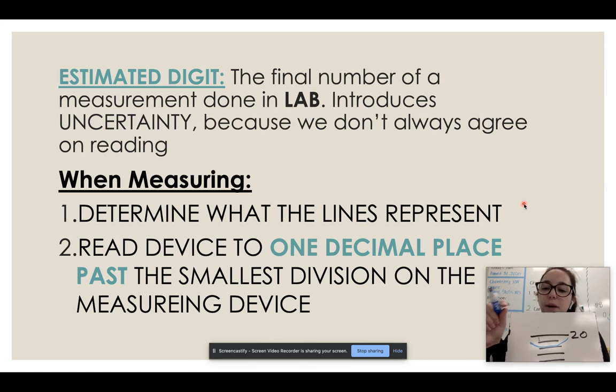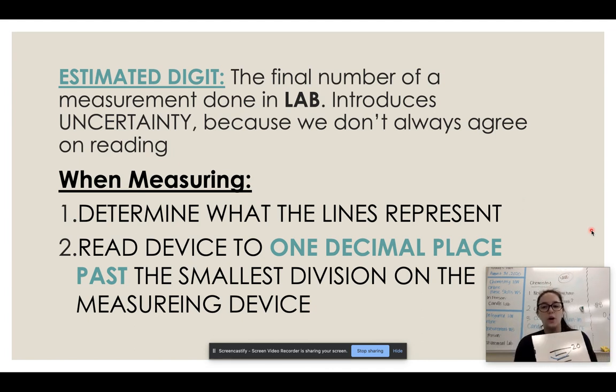However, it's a little above 18. And so my uncertainty follows in that decimal place because I can say, yes, it's 18, but I think it's 18.1, or I think it's 18.2. I can add that decimal because I can see to that digit, my tenth decimal. So after you determine what the lines represent, you need to read the device to 1 decimal place past the smallest division on the measuring device.